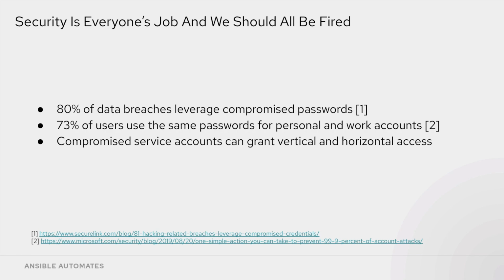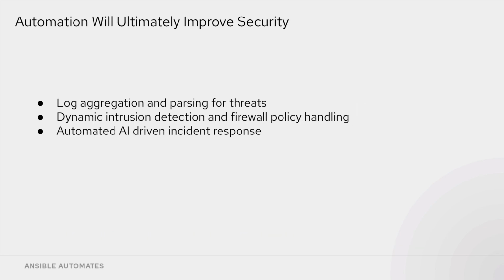So that's quite a few things, and obviously I could just use the same password over and over again for all of them, but if one of them gets compromised, then that gives you access to all of my stuff. Because that's the next data point here: a compromised service account can grant access both vertically, meaning throughout the same system, and horizontally, meaning across all the different systems in your environment. So basic passwords and credentials are the first part of the problem here, right?